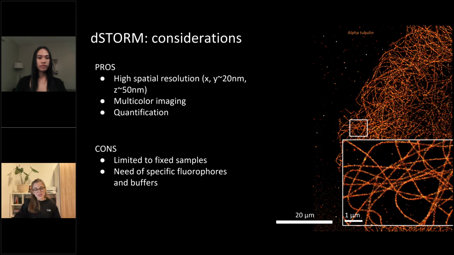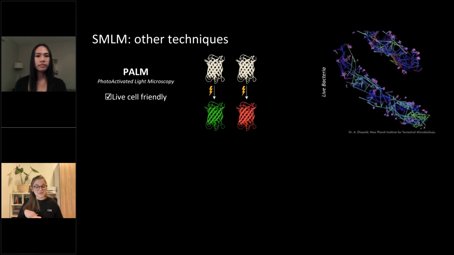Luckily, in our toolbox of SMLM, we have more techniques that we can choose from that circumvent these limitations a bit. One of them, which is really recommended for live cell imaging, is PALM imaging. In this case, we have fluorophores that are in the off state, so they are not fluorescent. Your sample is dark, and they become fluorescent stochastically, so randomly, once you activate them with a light input, normally with UV light. You can detect your fluorophore or even track it in time, such as in this example with live bacteria.